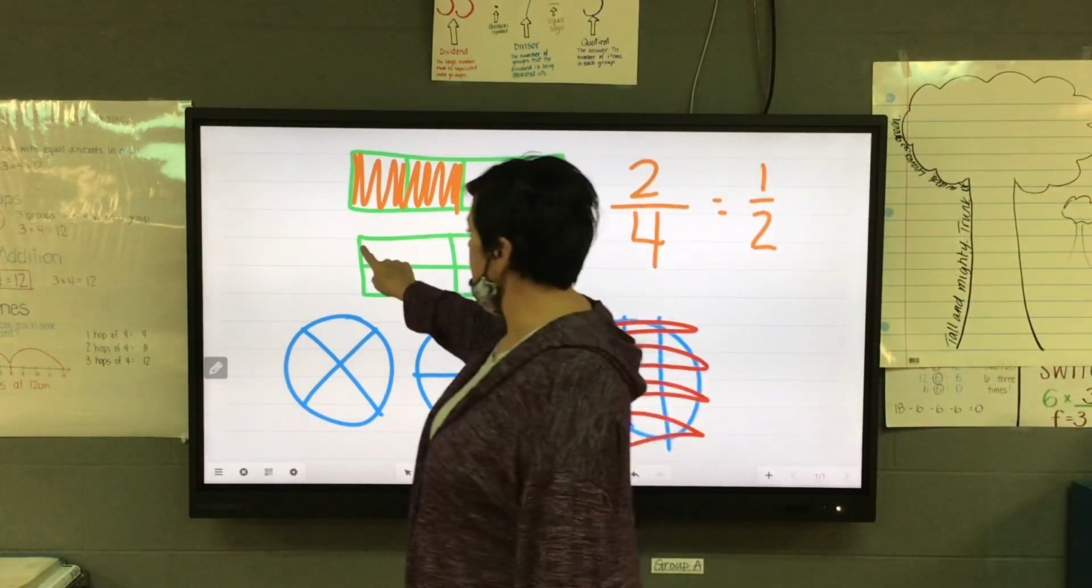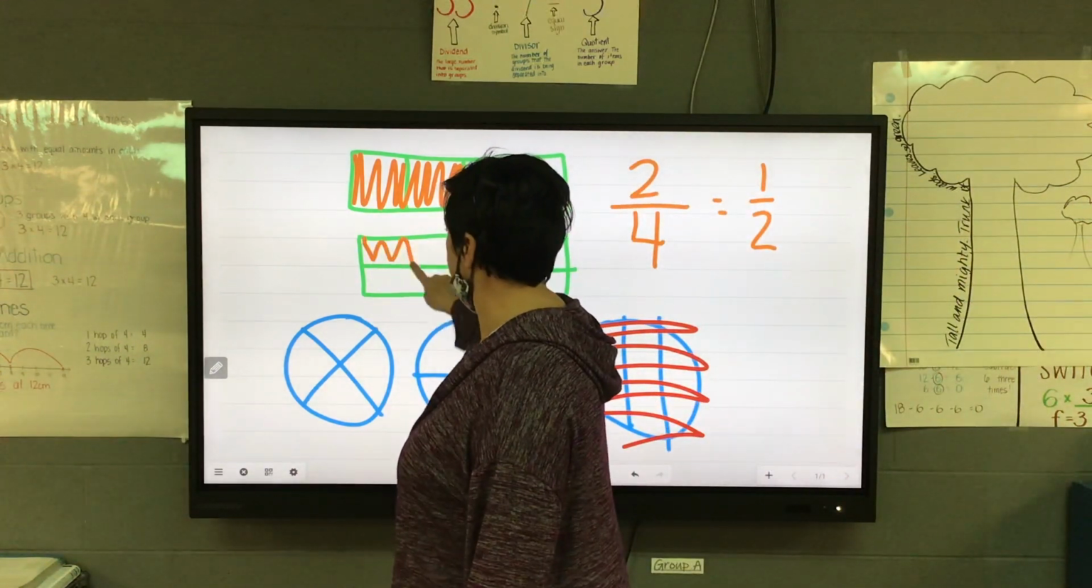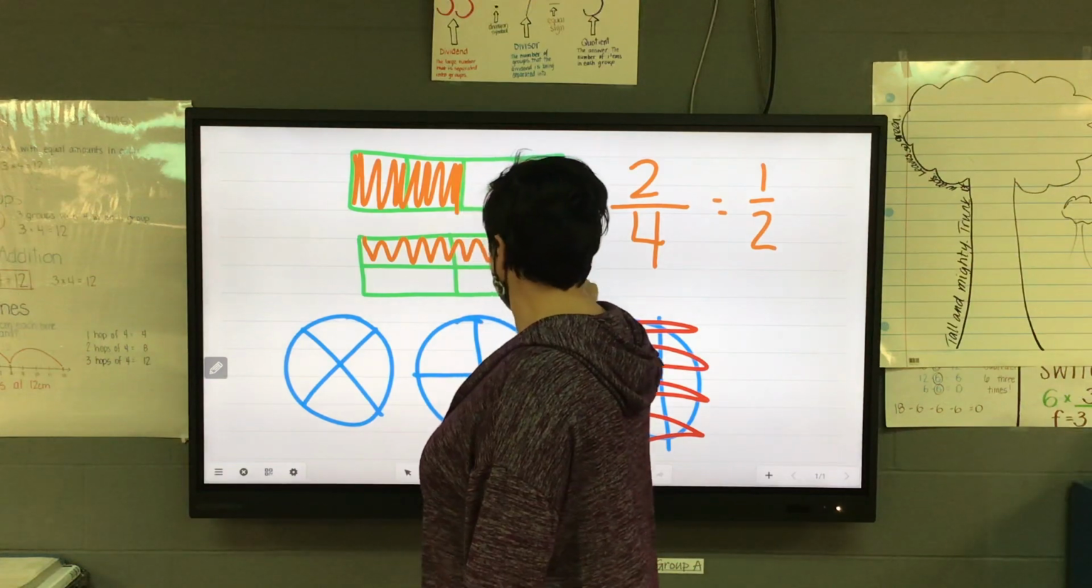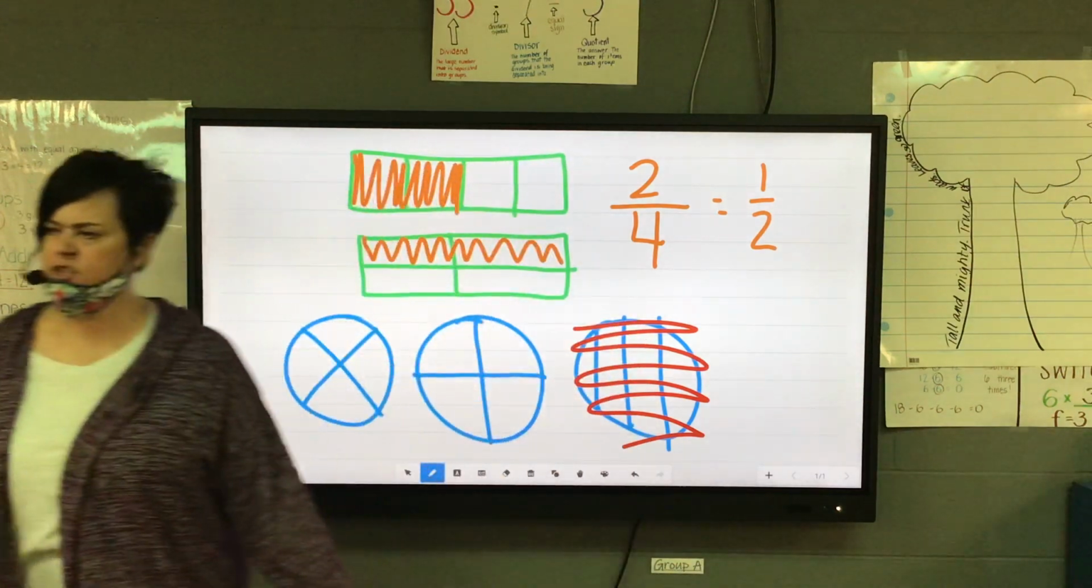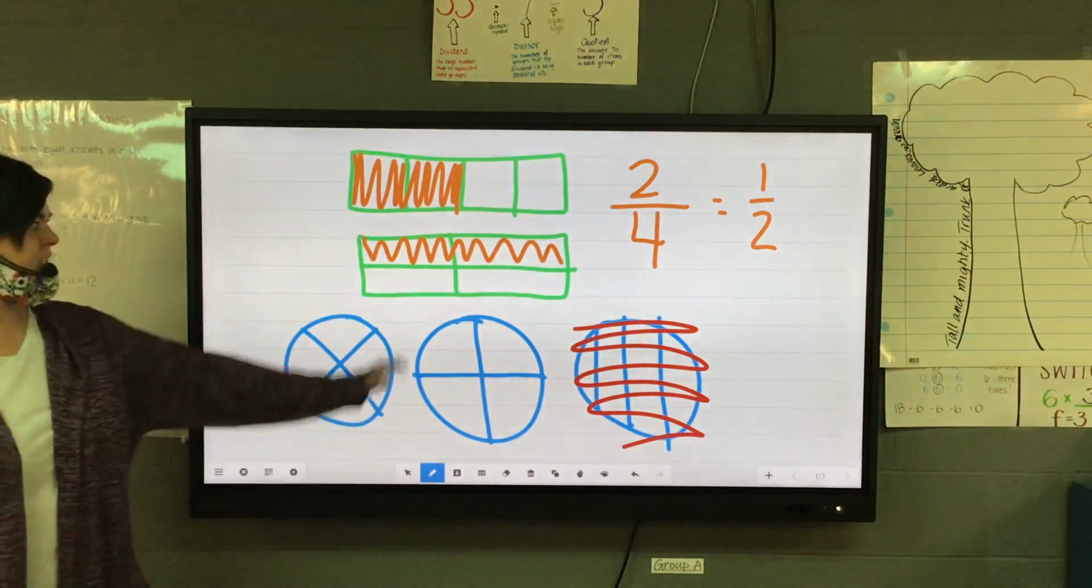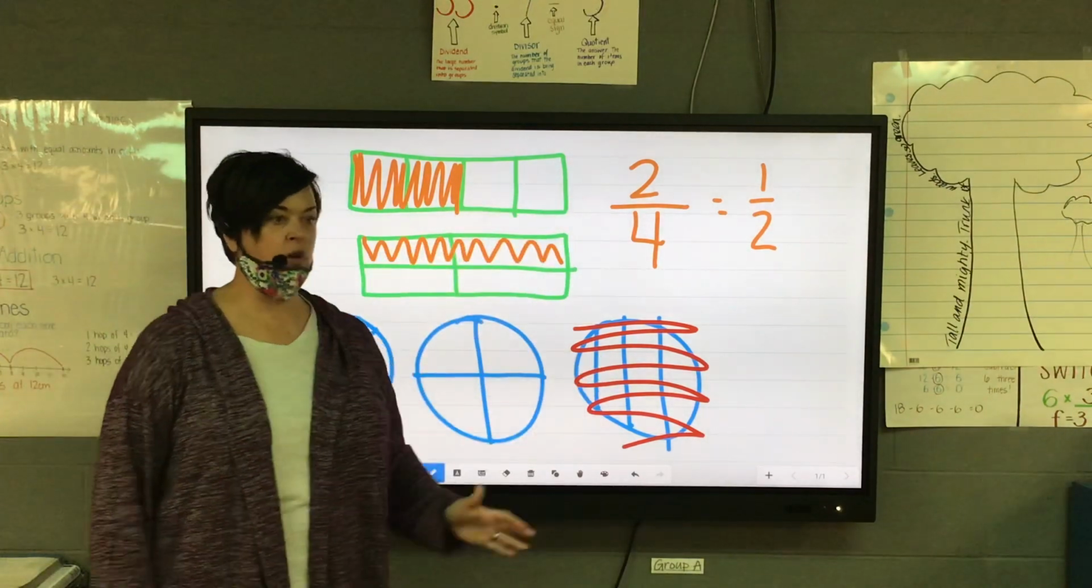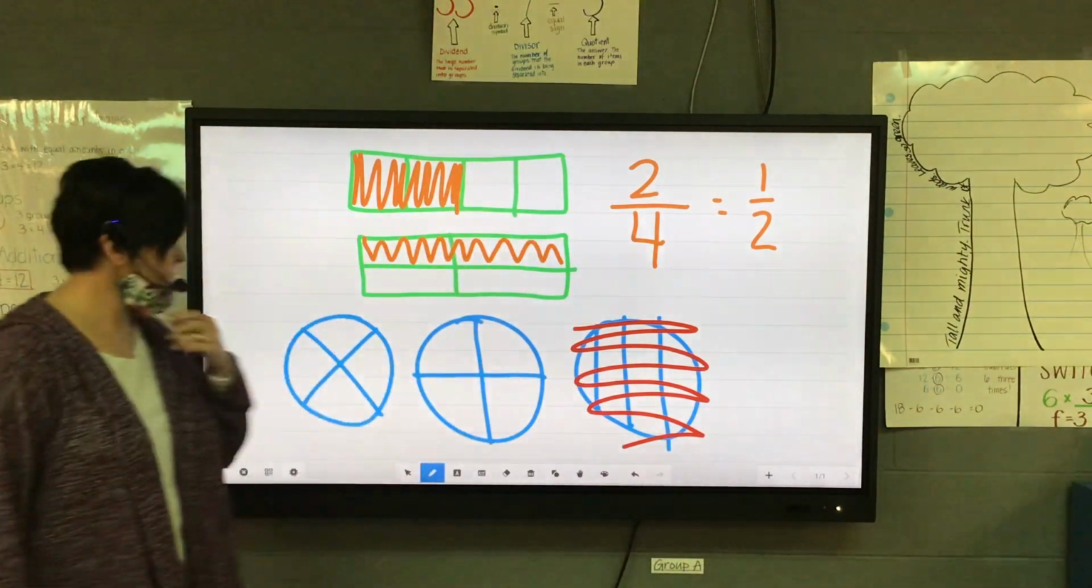What if I colored it in this way? This is what I ate. Does my fraction change? No, it's still 2/4 or 1/2.